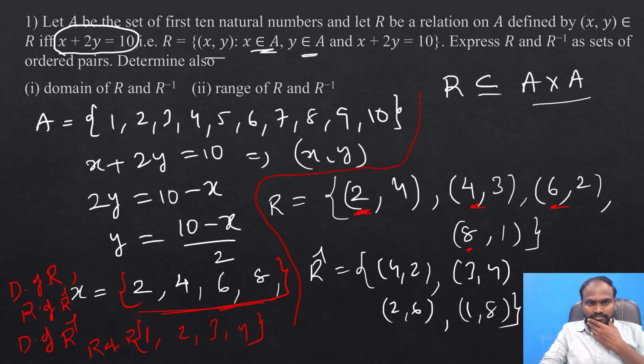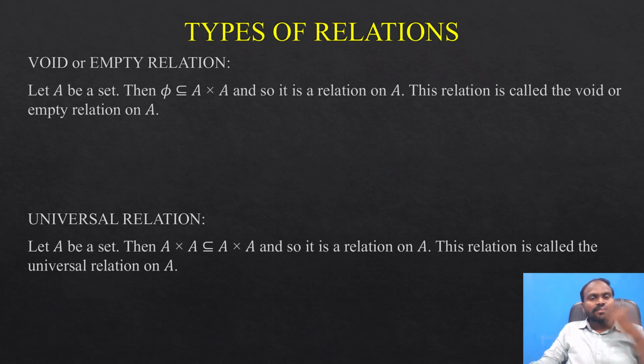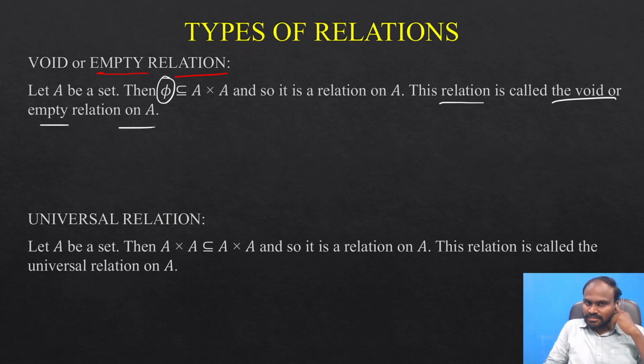Okay. Next. There are a few more important types of relations. There is the void or empty relation. We know that when you take a subset, there is a chance of getting the empty set also. That empty set, the empty relation that you're taking, is known as a void relation, which is also known as an empty relation. Right? Now here let A be a set. So there's a relation called the void or empty relation. So it is a null set.